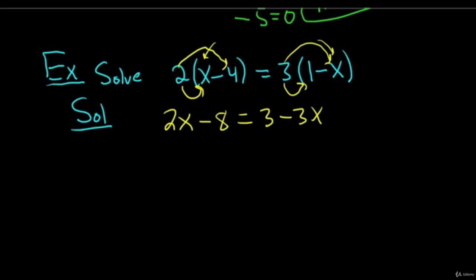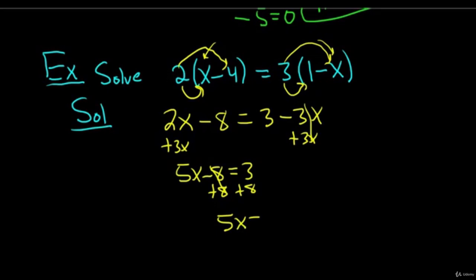Almost there. We have to get all of the x's on one side by themselves. So maybe we'll add the 3x to both sides. That gives us 5x minus 8 equals 3. So adding 8 to both sides gives us 5x equals 11. And to finish, you just divide by 5. And so we get x equals 11 fifths.